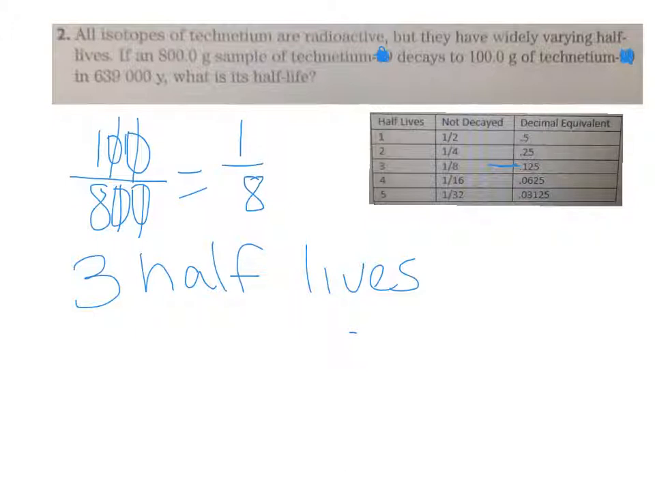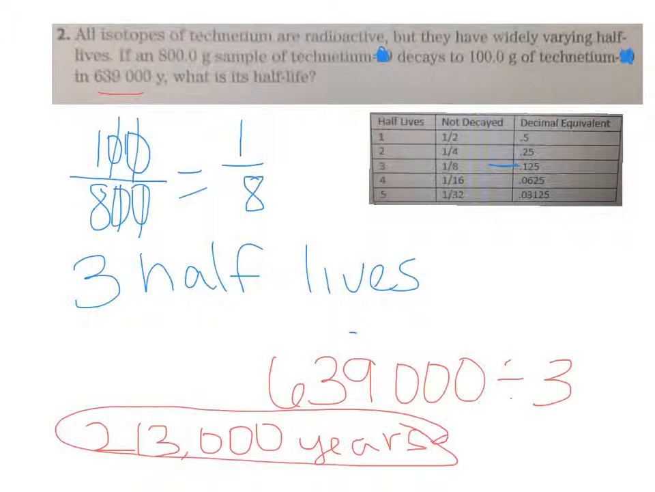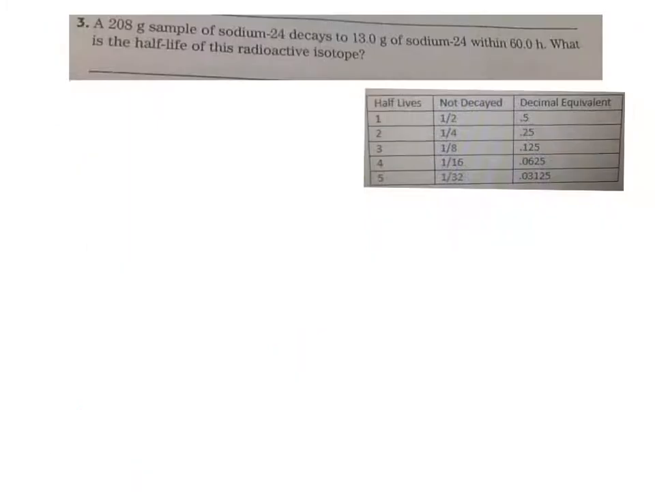So if we look back at the original part of our problem, 639,000 years, we know that 3 half-lives have occurred. So we take that total amount of time and divide it by how many half-lives have occurred. You're going to get 213,000 years as your answer. The total amount of time divided by the number of half-lives gives you the length of one half-life.